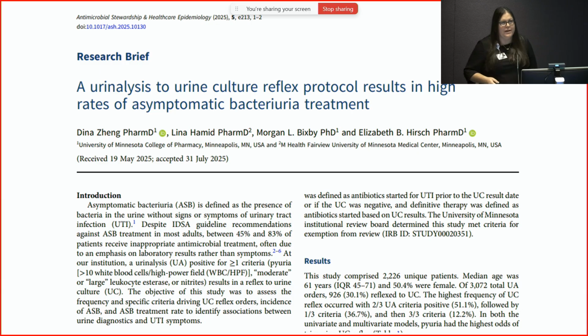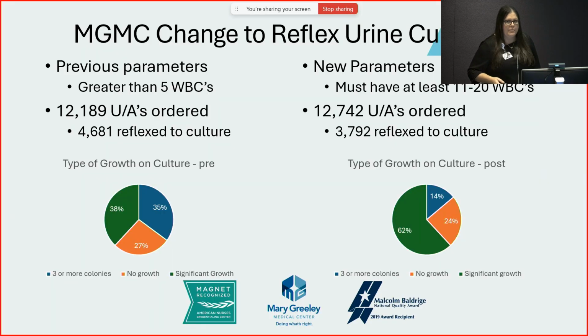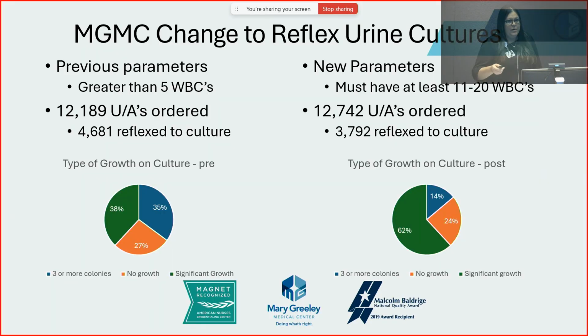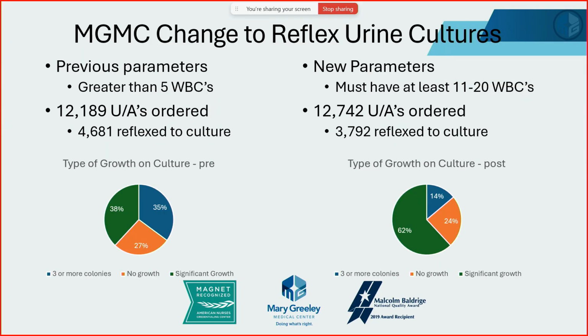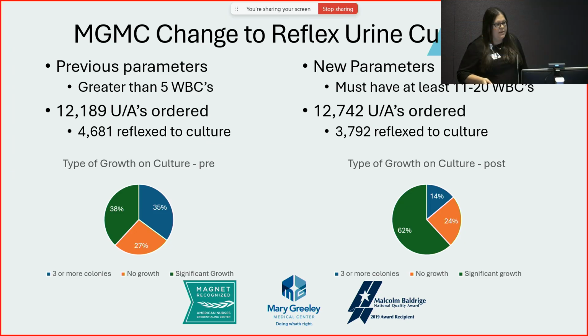Here's just one of many articles on the topic highlighting that in a study, treating asymptomatic bacteria. This is where our lab's awesome at being thoughtful here. They increased the threshold for which the urine, you can correct me if I'm not saying it right, the threshold for which a urine culture would reflex after a urinalysis from greater than 5 white blood cells to having at least 11 to 20.